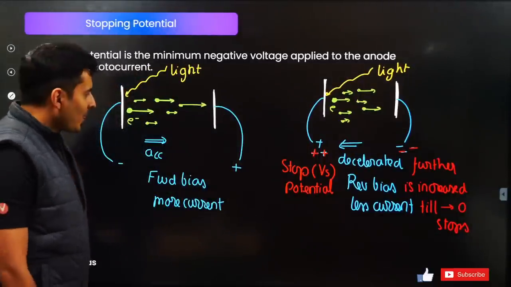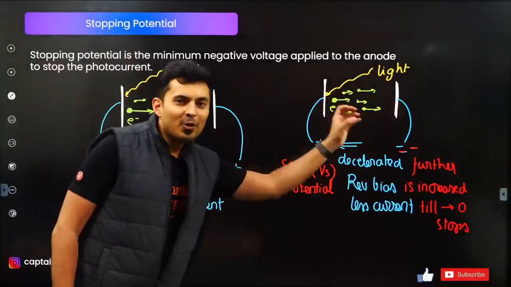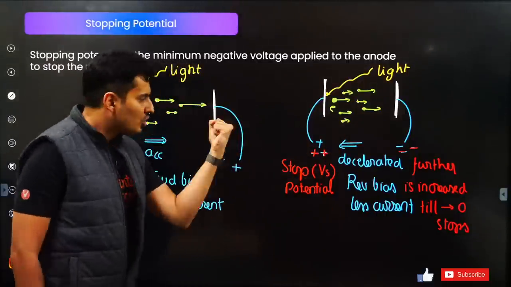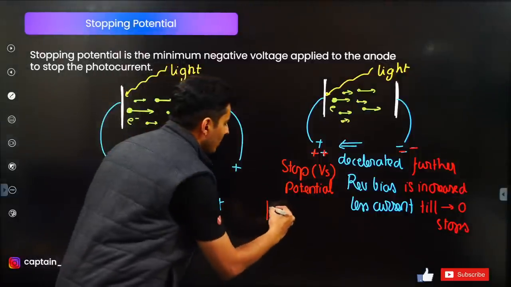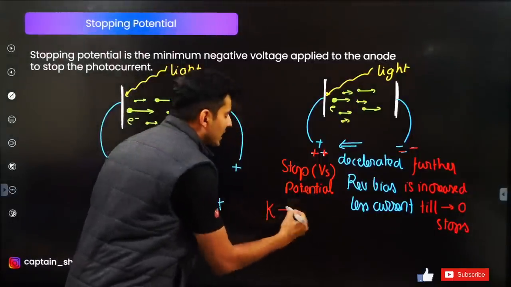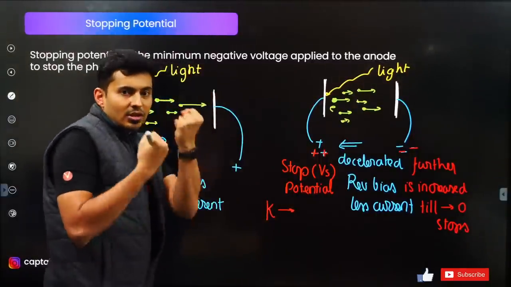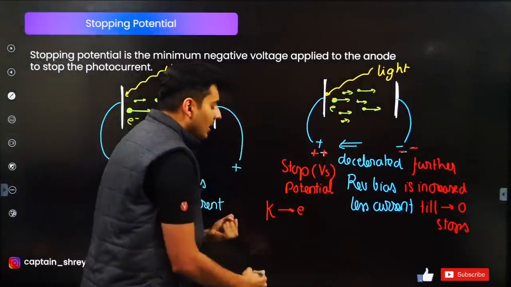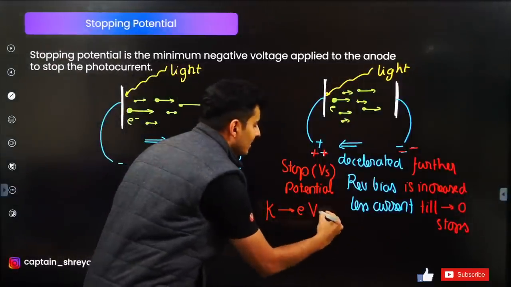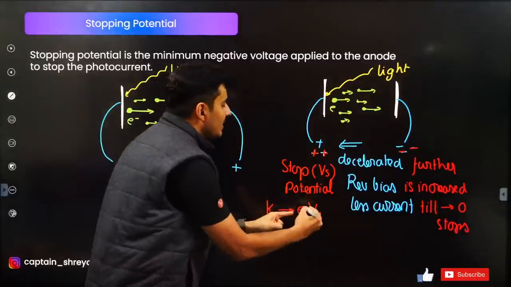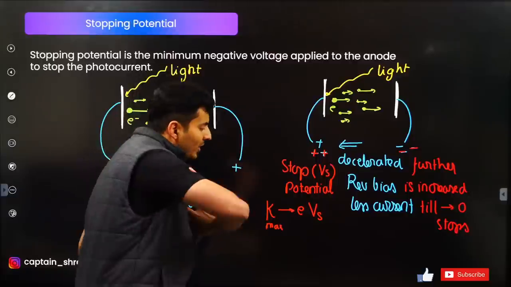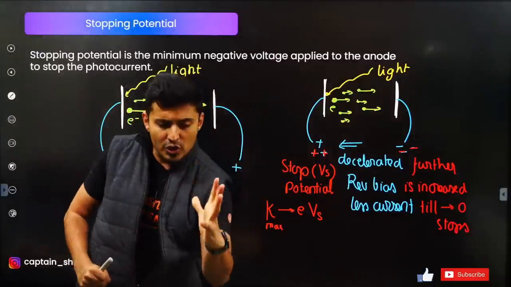Excellent. Now, what you have done in stopping potential is you have absorbed all the kinetic energy. Each electron charge is E. The stopping potential is Vs. So the kinetic energy is eVs. This is that maximum kinetic energy which gets absorbed when you just stop it.